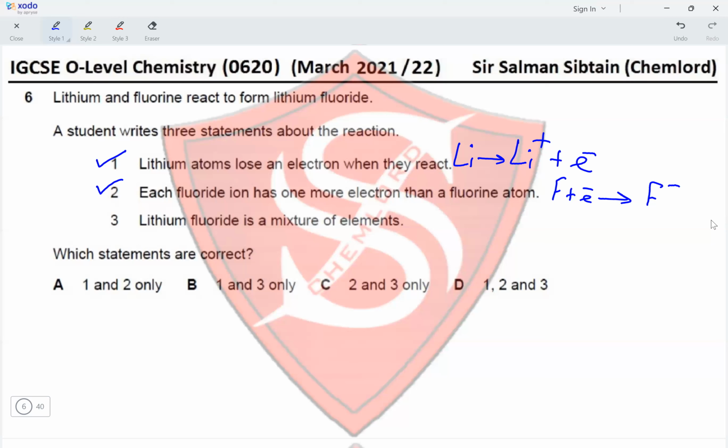And lithium fluoride is a mixture of elements. No, it is not a mixture. It is a compound. The atoms have reacted with each other. So statement 3 is incorrect. Therefore, since statements 1 and 2 are correct, the correct option for this question is option A.